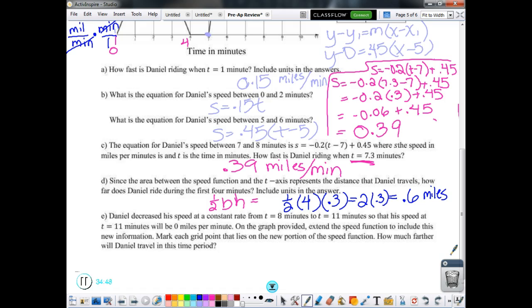Okay? Daniel decreased his speed at a constant rate from t equals 8 minutes to t equals 11 minutes, so that his speed at t equals 11 minutes will be 0 miles per minute. On the graph provided, extend the speed function to include this new information. Mark each grid point that lies on the new portion of the speed function. How much farther will Daniel travel in this time period?